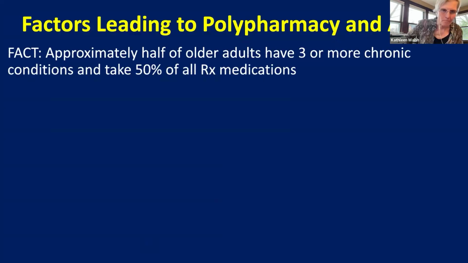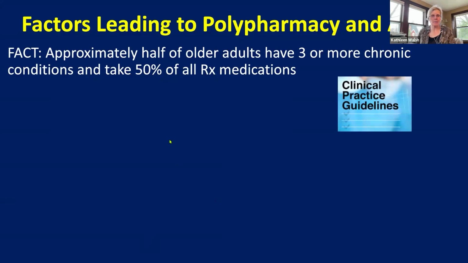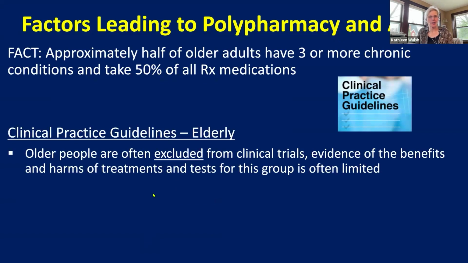Next, please. So, factors leading to polypharmacy: about half of older patients have 3 or more chronic conditions and take 50% of all prescription medications. And when I was starting in medicine, I realized that, I've always enjoyed geriatrics.